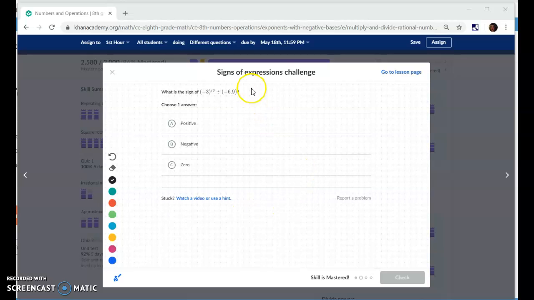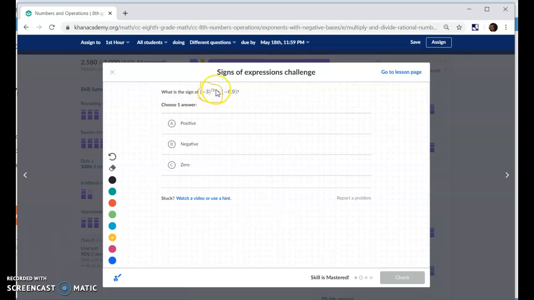Alright, you guys, I am in the Signs of Expressions Challenge, still in Quiz 3, Part 2. What is the sign of negative 3 to the 73rd power divided by negative 6.9? Is it positive, negative, or 0? So really here we just got to keep in mind our exponent rules. Okay, so I'm going to look at this very first one here. So would my answer be negative or positive?